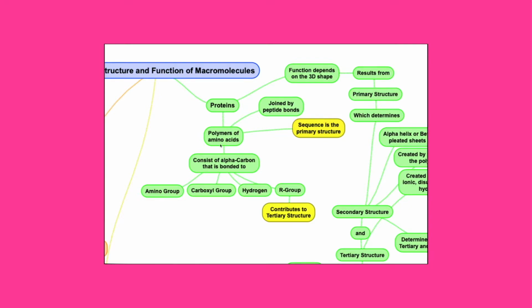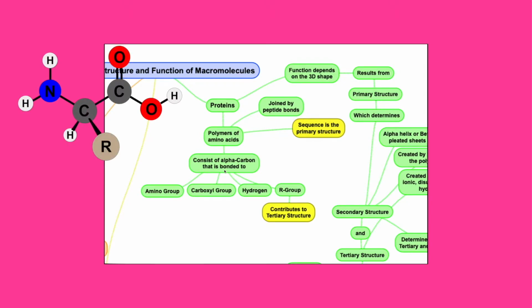Okay, and these amino acids are going to have a specific structure. We're going to have an alpha carbon, so it's going to be a central carbon, and remember that carbon can bond to 4 different atoms. Well, one of the carbon's bonds is going to be shared with something called an amino group, which is going to be an NH2 group. So you can remember the N for amino.